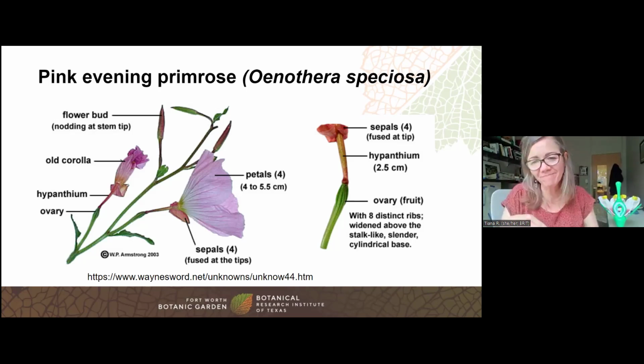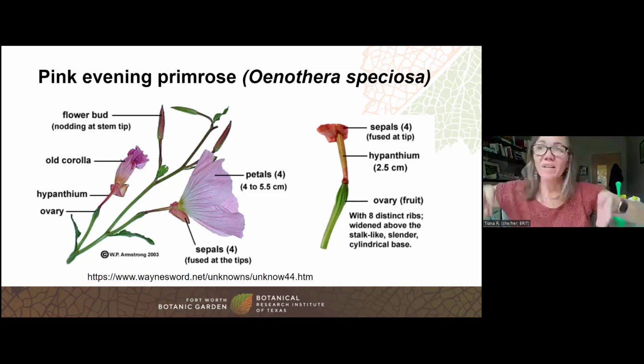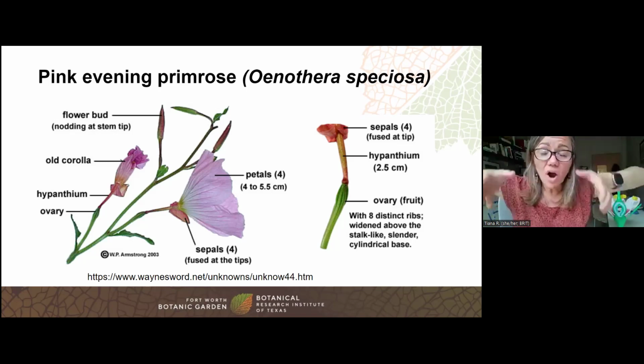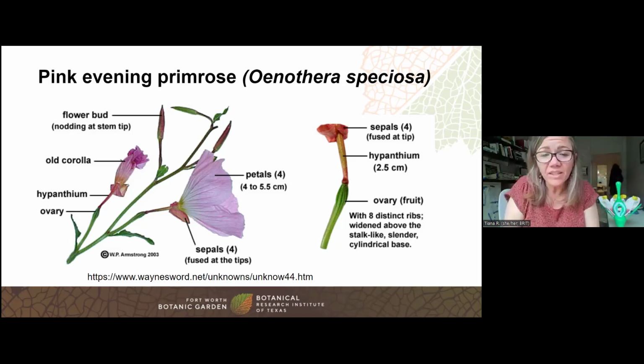Here's a new term that we haven't talked about. This is the hypanthium. That is marked on the diagram on the left, but probably more clearly seen as the middle call out on the diagram on the right. It says hypanthium 2.5 centimeters. The hypanthium is the name that you give for when some of those whorls are partially fused. And this fusion can matter, or does matter a lot, in identifying it.